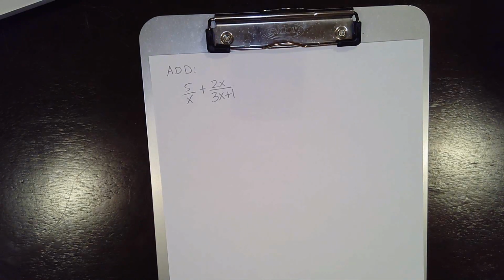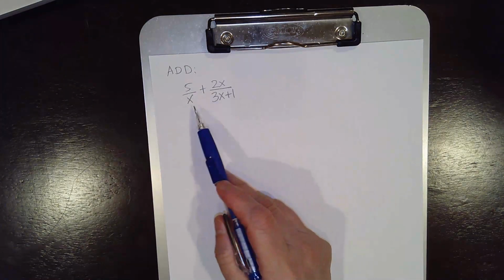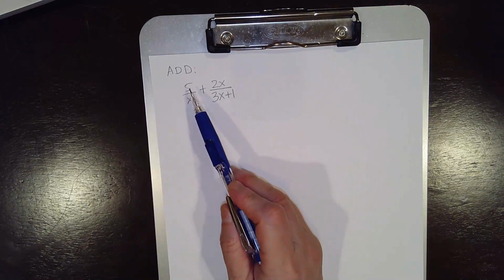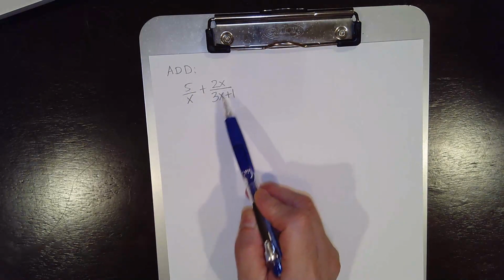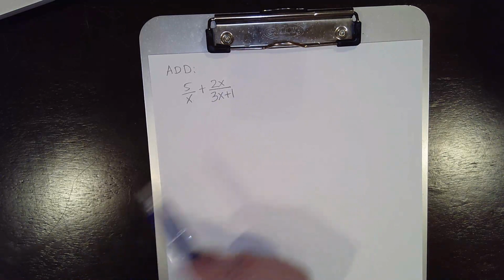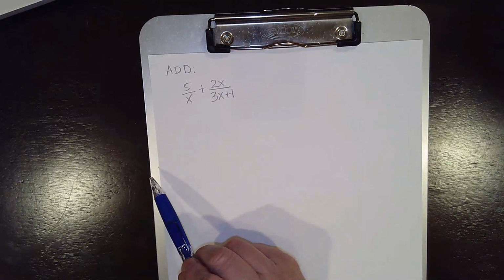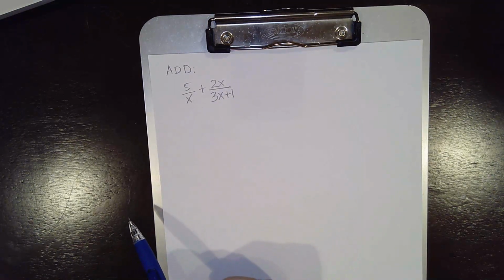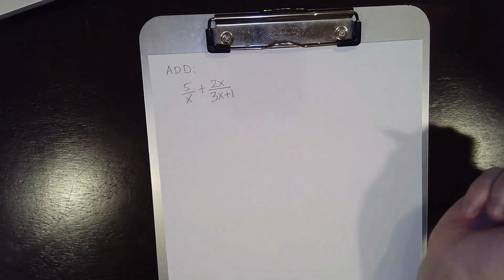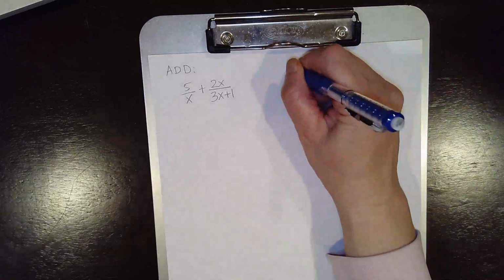Hello everybody, today we're going to be adding these rational expressions. We have 5 over x plus 2x over 3x plus 1. Now in order for us to add them, we need to have the same denominator. Since we do not have the same denominator here, we need to find the LCD.